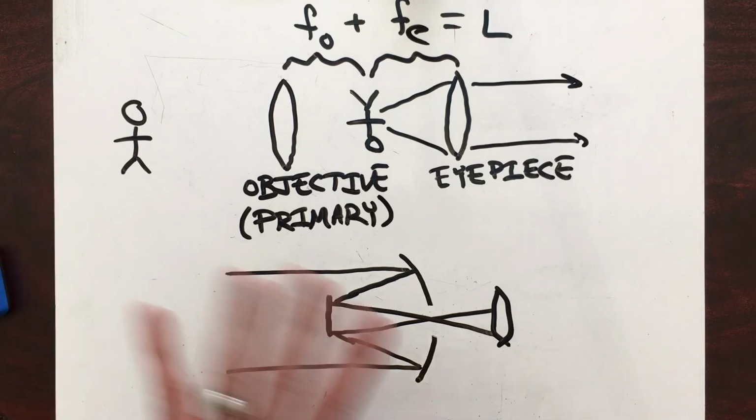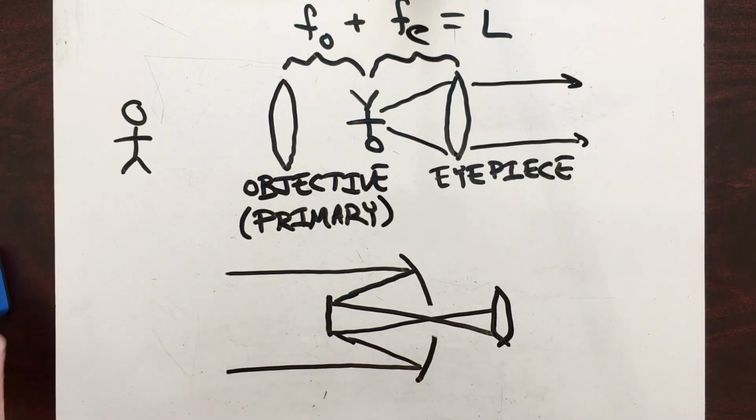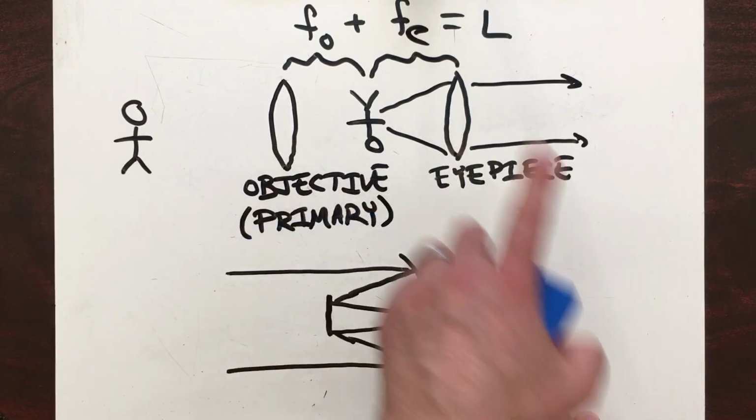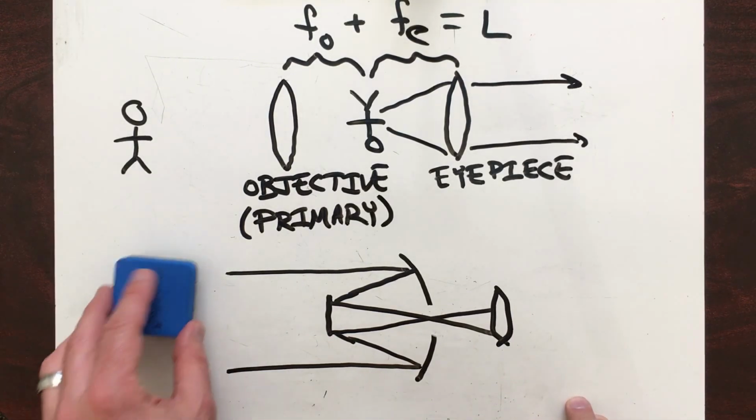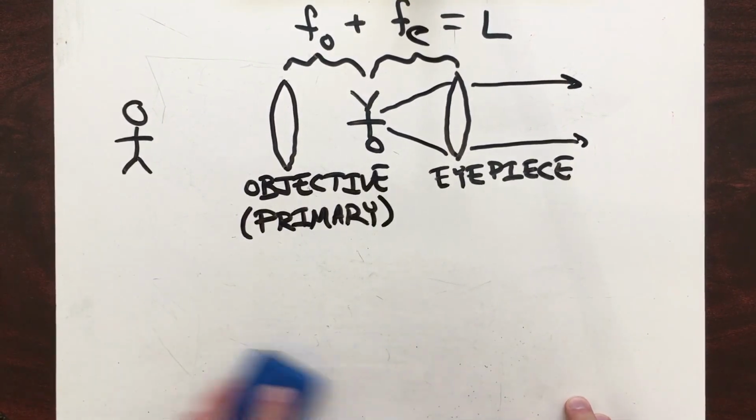Now, that's the reflecting telescope. I want to show it to you, but we're not actually doing any problems with that. We're just focusing on the basics. We're just focusing on the refracting telescope and how it works. The things that are extremely important for you to remember.